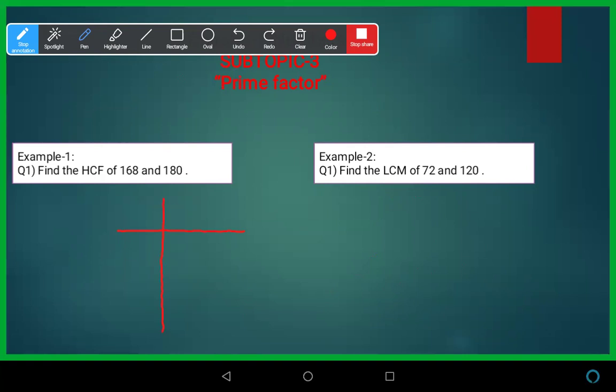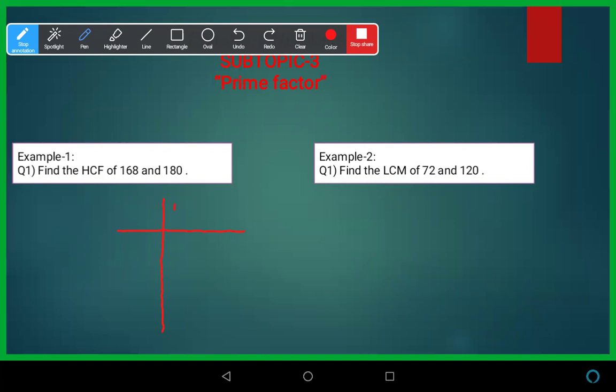I'm using this division method to solve HCF. You can solve HCF with the division method as well. In the previous slide, I solved the HCF by using the listing method, or we can say the factor method, to find the HCF. Now I'm using the division method, and we have to use prime factorization to solve this.